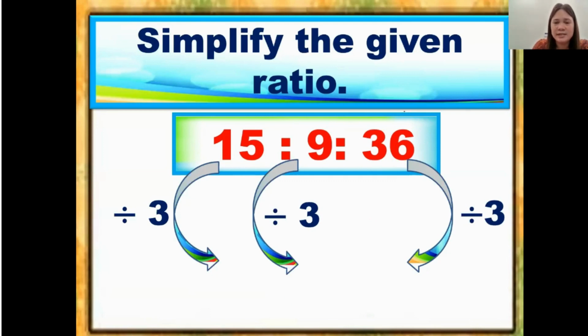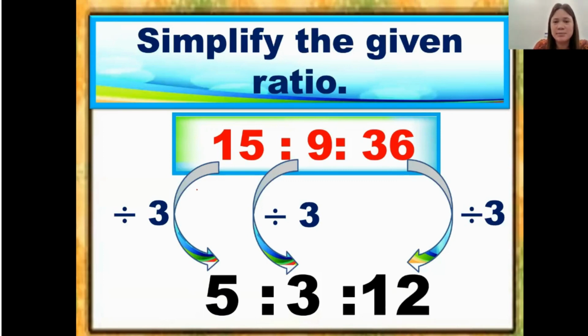For 9 and 36, of course, we can divide both by 9, but remember, you have to consider number 15. So all of these numbers should have the same common factor. That's why we divide it by 3, because 3 is the highest common factor of the 3 numbers in the ratio. So 15 divided by 3 will give you 5, and 9 divided by 3 will give you 3, and 36 divided by 3, of course, is 12. So the simplest form is 5 to 3 to 12.